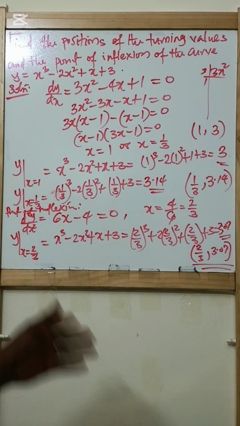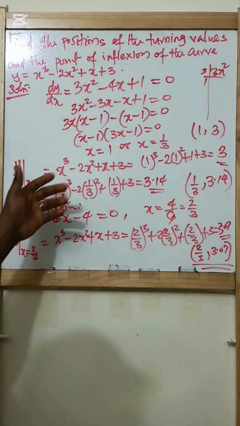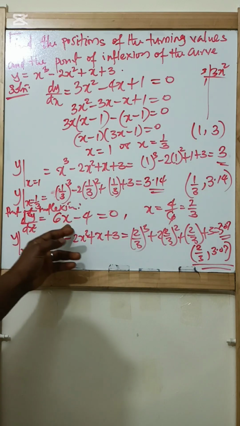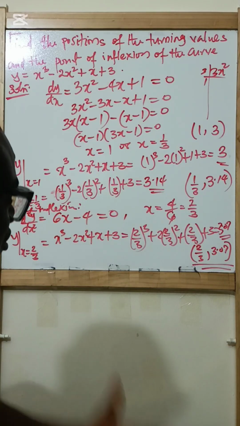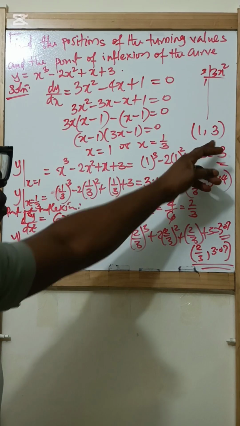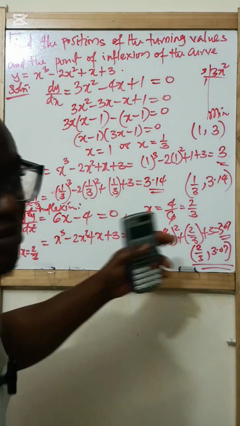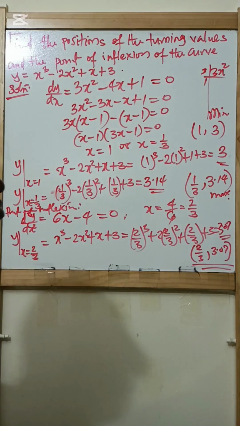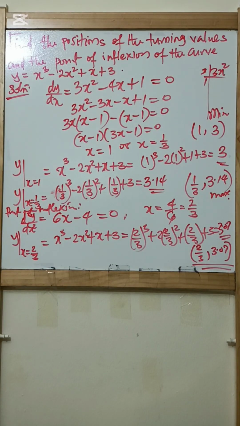We can also determine whether this is a minimum point or maximum point by substituting into d²y/dx². If it is positive, you know it is a minimum point. If it is negative, you know it is a maximum point. Like when you put 1 here, it is positive, so you know this is the minimum point. Automatically, the other one is the maximum point, even if you don't put it in. And this is the point of inflection. That's it. Thank you.